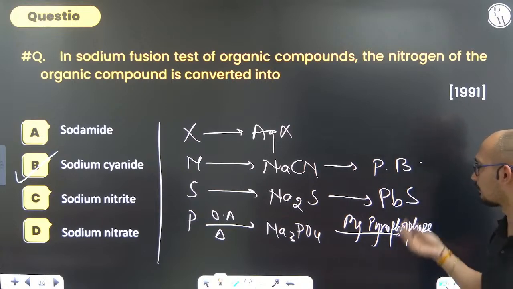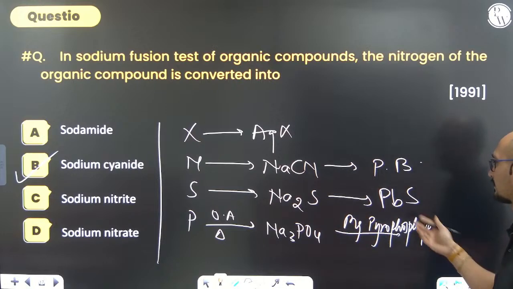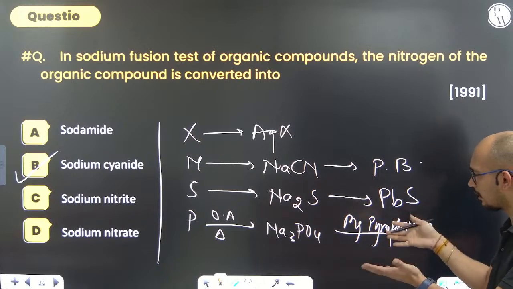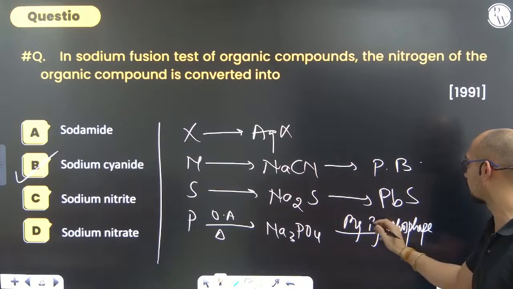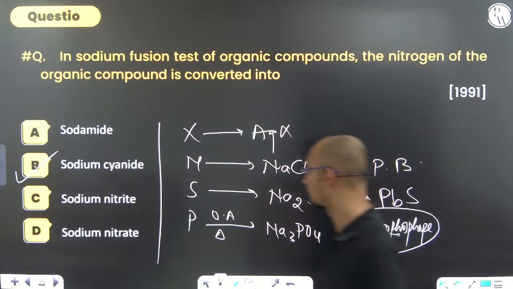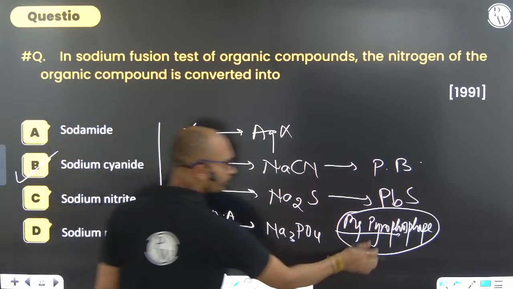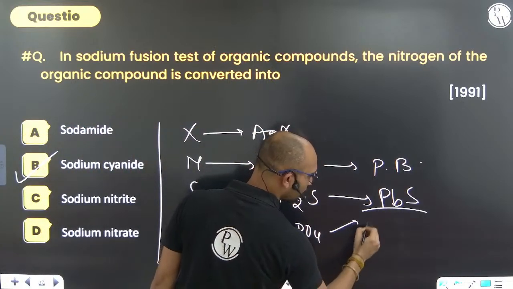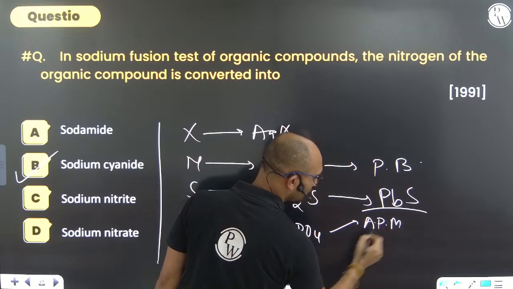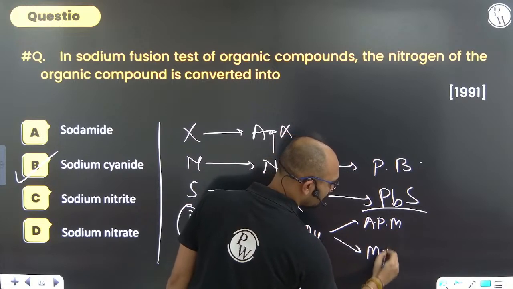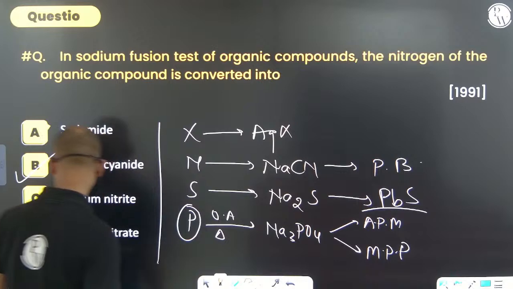Now this phosphorus will convert into ammonium phosphomolybdate, or into magnesium pyrophosphate. So there are two possibilities. It may convert into ammonium phosphomolybdate, or it may convert into magnesium pyrophosphate. So these are the things that are possible.